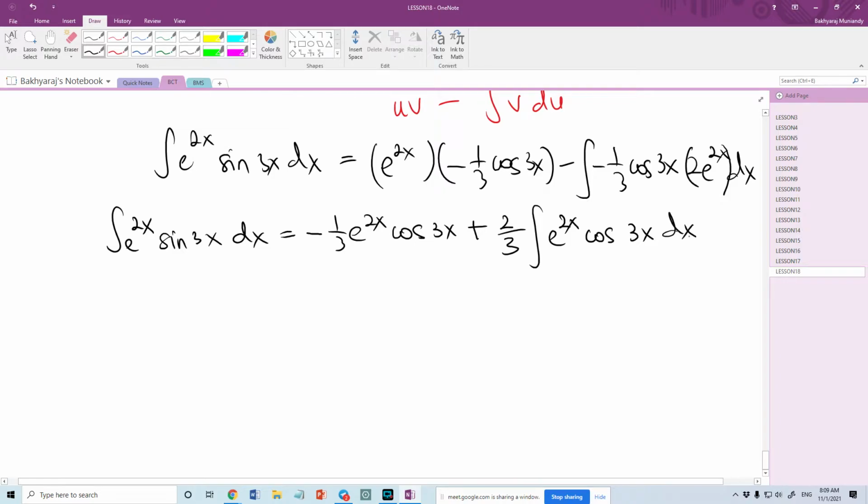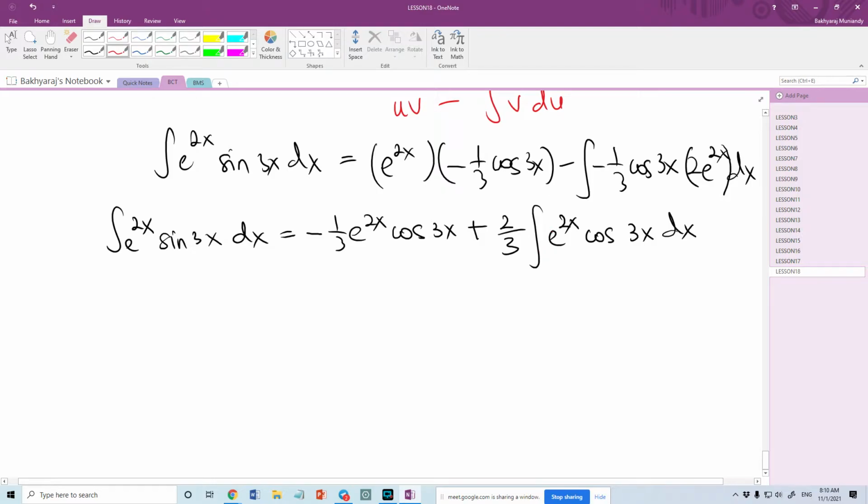Any questions so far? Assuming no questions, you can follow along. Now remember this one, it hasn't settled yet. You see this integration hasn't settled, so we need to proceed with another integration.